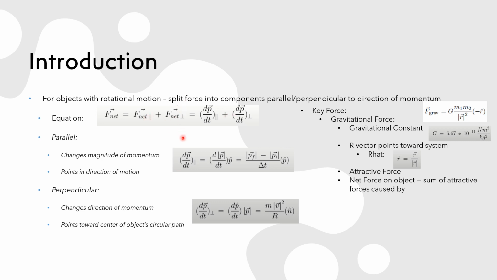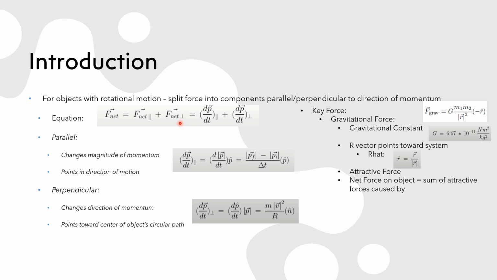This is the principal equation, and the key notes are for parallel forces: they are responsible for changing the magnitude of the momentum, and they point in the direction of motion, as in the name. And then perpendicular forces change the direction of momentum, but not the magnitude. And these point towards the center of the object's circular path, which you will see in the video later.